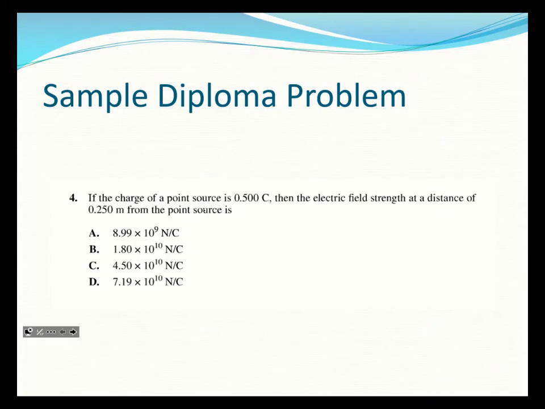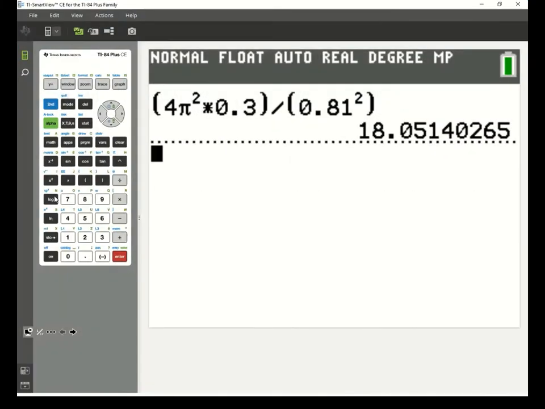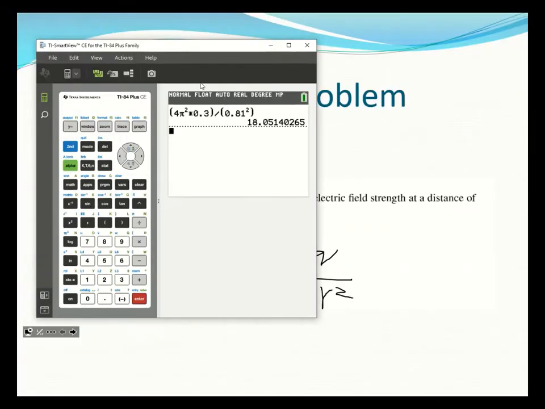So if the charge on a point source is that, and the electric field strength is that, then the electric field strength at a distance of that is. So this would be E equals KQ all over R squared. And no need to rearrange anything at all.